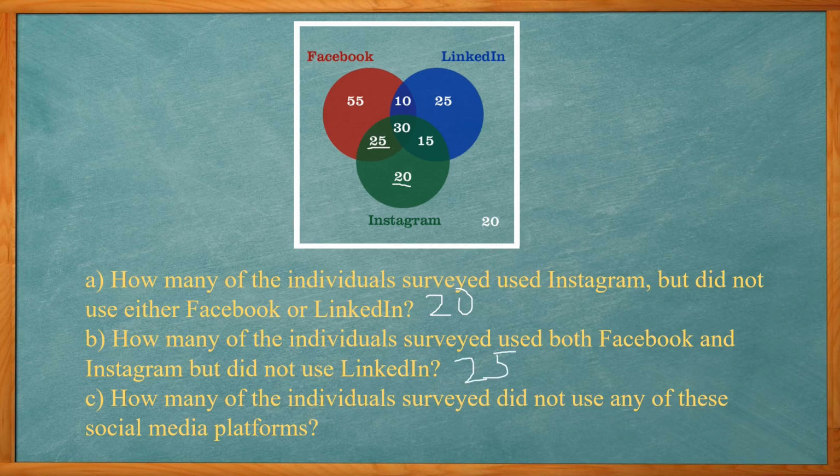And how many of the individuals surveyed did not use any of these three social media platforms? So here we had to take 200 minus all the other numbers that we have, minus the 55, minus the 10, minus the 30, minus the 25, minus another 25, subtract 15, and the 20. Those are all from the circle that we filled in already. That gives us a total of 20. So 20 did not use any of these three social media platforms.